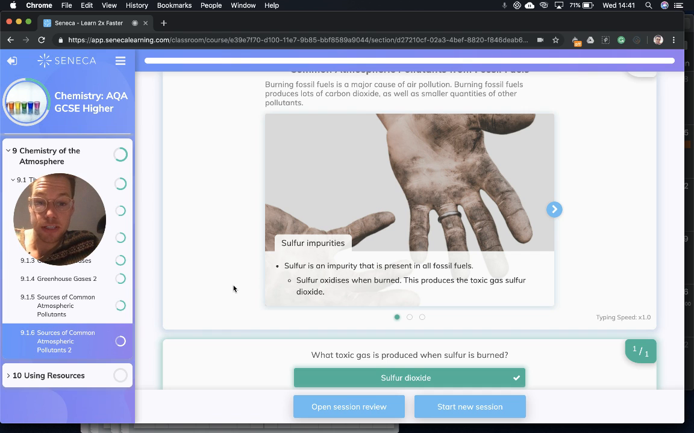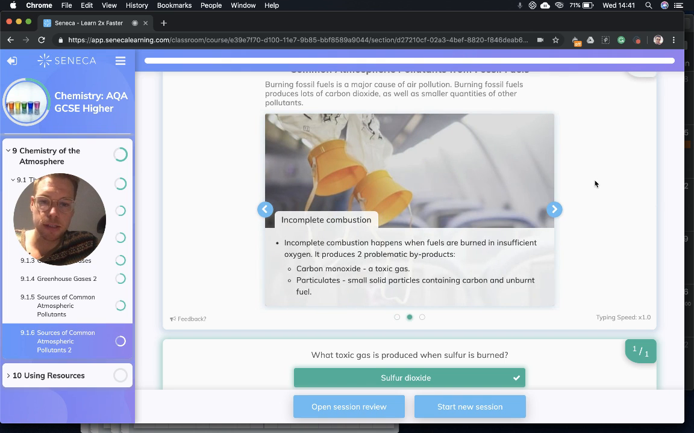Sulfur is an impurity that is present in all fossil fuels. You heard me, all fossil fuels. Sulfur oxidizes when it's burnt, and this produces the toxic gas sulfur dioxide.